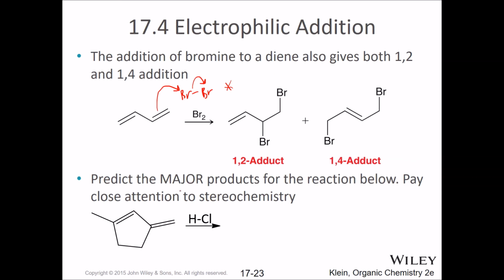Super practice, very important. Okay, now finally, predict the major products for the reaction below and do that with a mechanism. Predict the major products for the reaction below and do that with the mechanism and show all the stereochemistry.